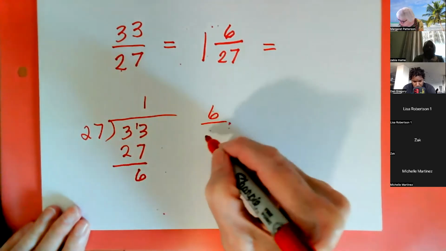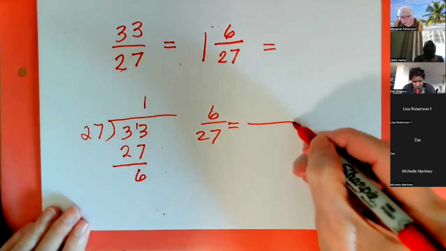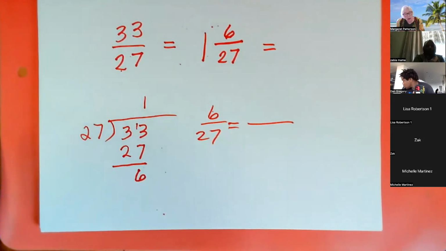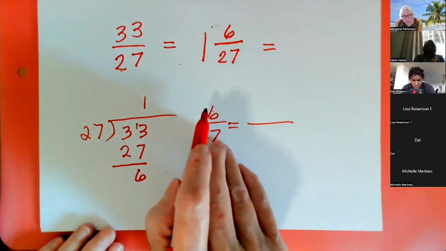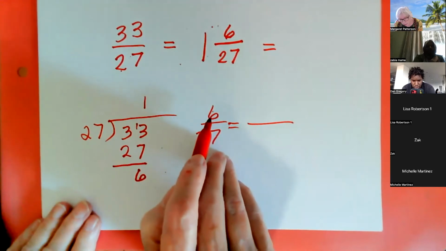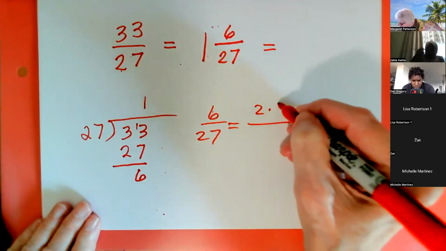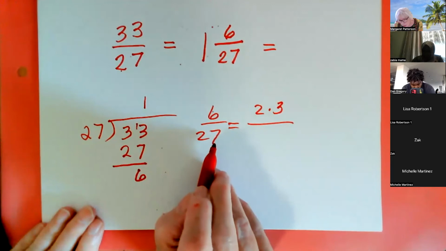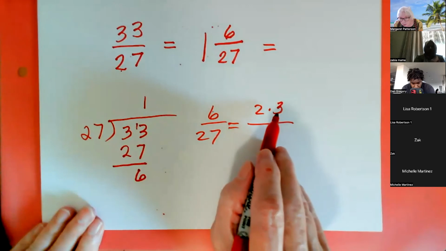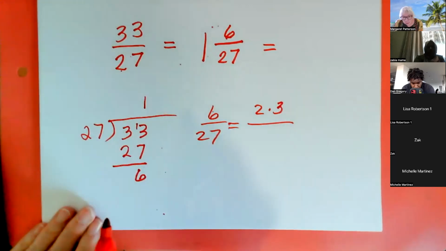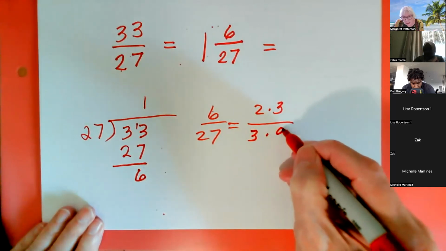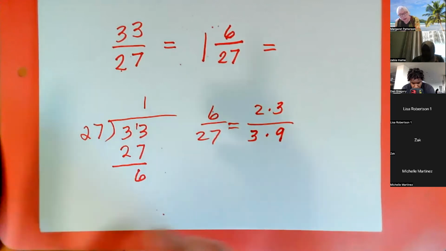But 6 over 27. How do you get 6? What times what? I want you to start thinking about what makes up these numbers, and we'll eventually do this in a proper way, but 2 times 3. Now, there isn't a 2 in 27 because this number is odd. And if it's odd, there's no 2's in there, but there's definitely a 3. 3 times what is 27? 9.